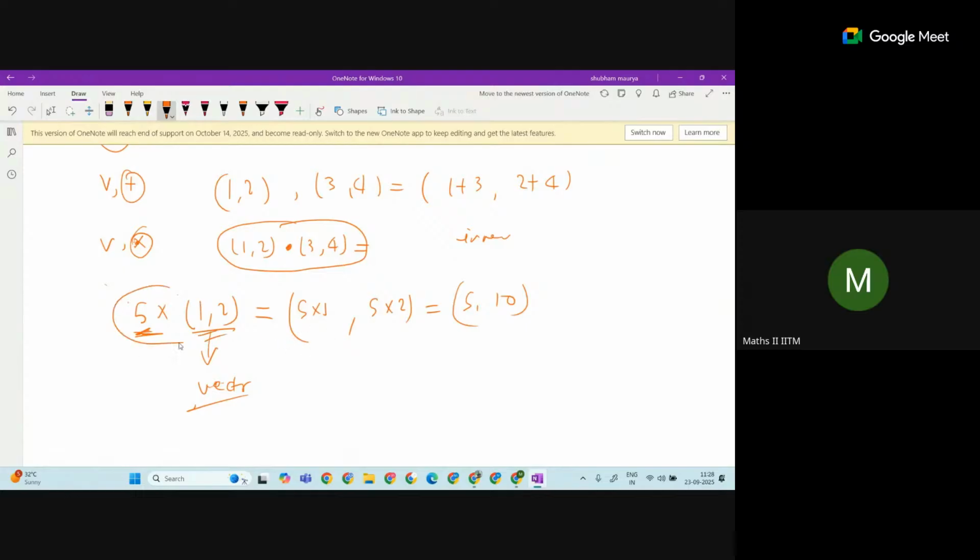Playing means I am multiplying a scalar with this vector. I have one vector and another vector, and I add these two. So this is the meaning of it. We are going to study this case only, not the physics context.